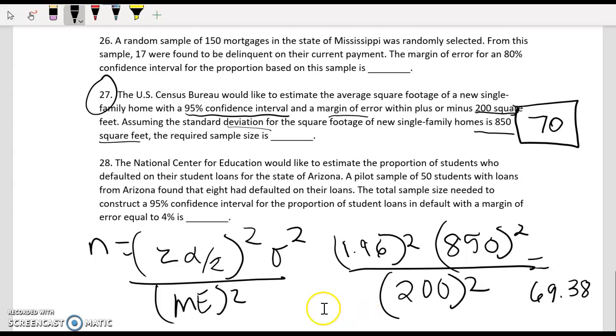And that is how you calculate the sample size given the confidence interval, the standard deviation, and the margin of error. Let me know if you have any questions.